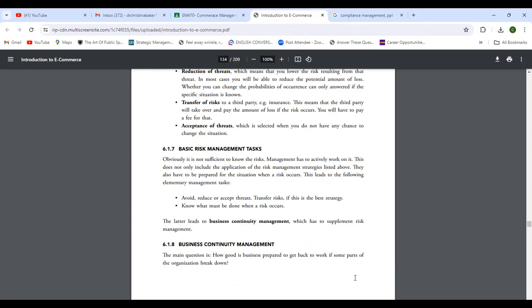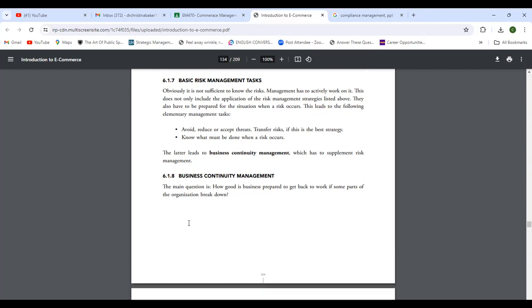Transfer of risk, for example through third-party insurance. This means the third party will take over and pay the amount of loss if a risk occurs. You have to pay a fee for that. Acceptance of threats, which is selected when you don't have any chance to change the situation. And then we have the basic risk management task. We want to avoid, reduce, or accept threats, or transfer risk, and know what must be done when a risk occurs. Later, this leads to business continuity management, which is a supplement to risk management.